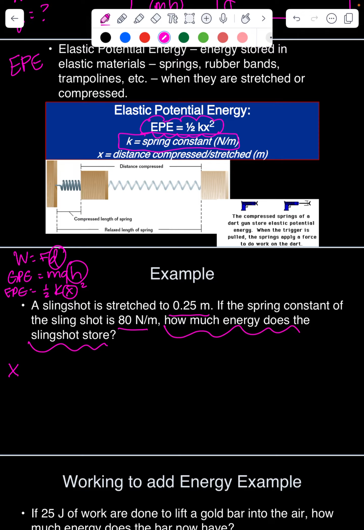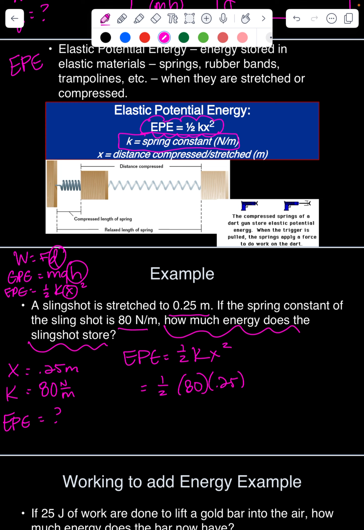We know that this is how far something was stretched, so we know it is x, and that's going to be 0.25 meters. We were told that the spring constant, which is k, is 80 newtons per meter. And we want to know how much energy it stores, so we are looking for EPE. We know that EPE is equal to 1/2 of our spring constant times our distance stretched squared. We have both of those, so we do not have to rearrange for this one. That's going to be 1/2 of 80 times 0.25 squared.